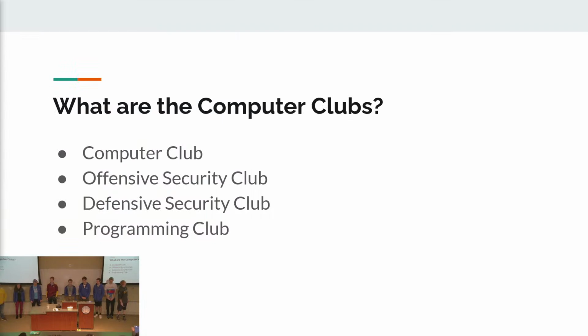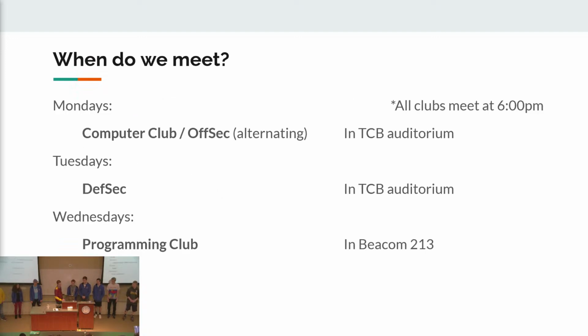So what exactly are the computer clubs? For those of you who are newer around here, we are actually four different clubs: the computer club, the offensive security club, the defensive security club, and the programming club. We do this to have topics for everyone, with different clubs' activities based on different students' interests revolving around tech, computers, and security. These are our meeting times. We meet here, except programming club, which meets in Beacom 213, at 6 o'clock, just like right now.